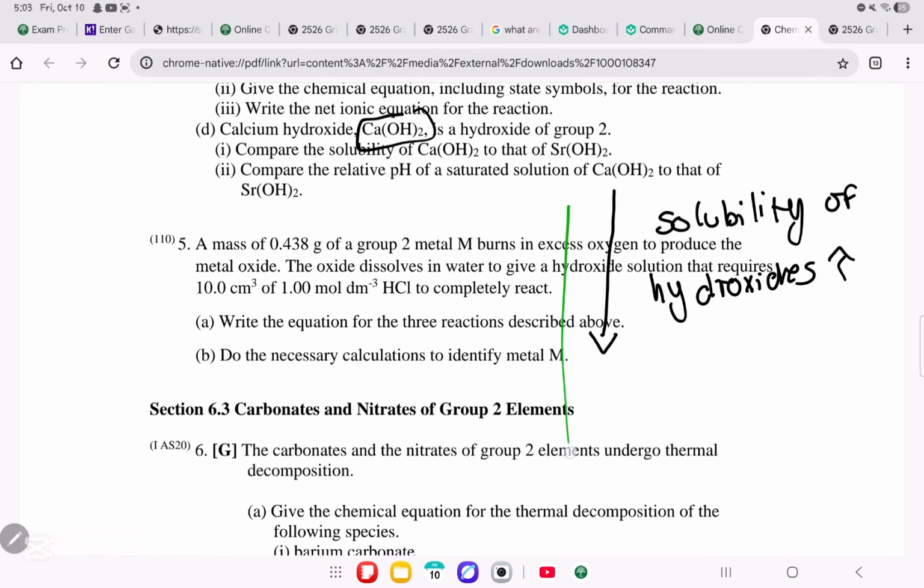That means as we go down the group, the pH is going to be greater and greater than 7. Because hydroxides are more soluble in water, they will release more hydroxide ions in the water, which will make it more basic, right? So what can we say in this scenario? We can say that the solubility of Sr(OH)2 is greater than the solubility of Ca(OH)2.